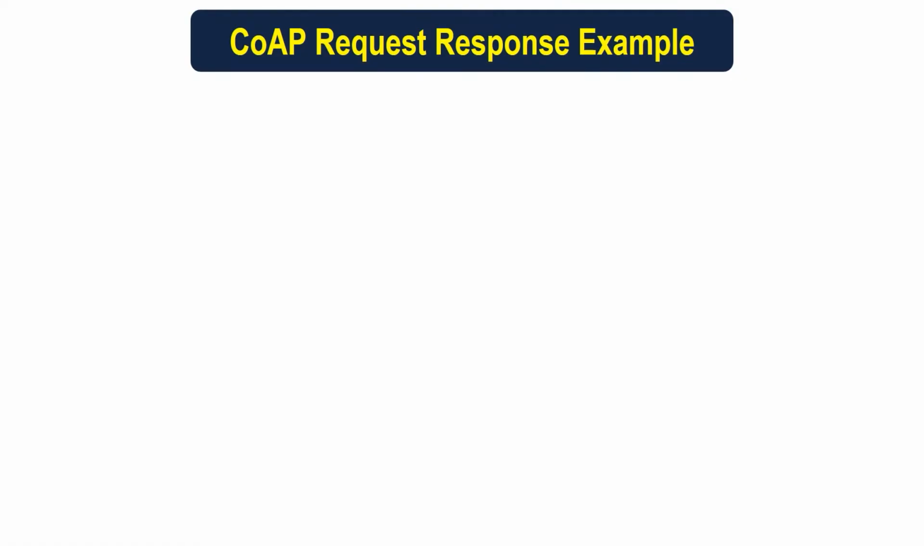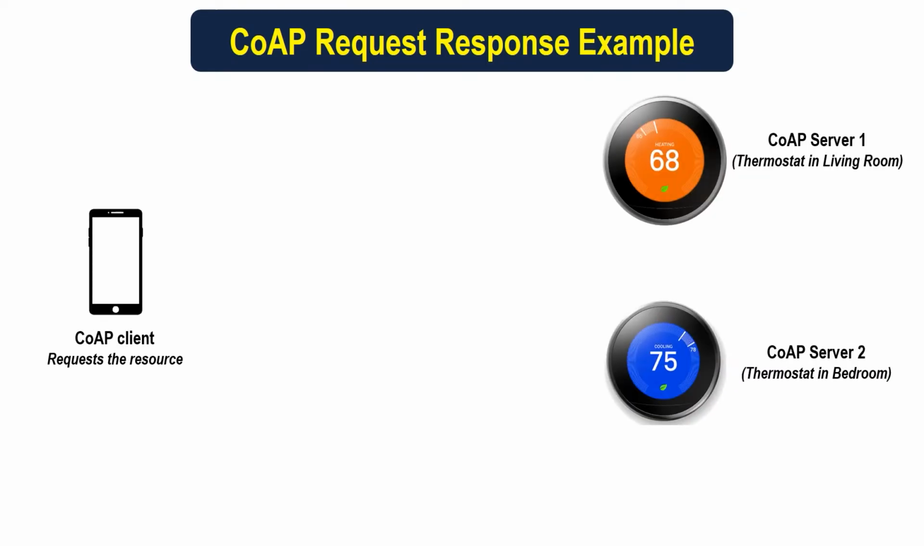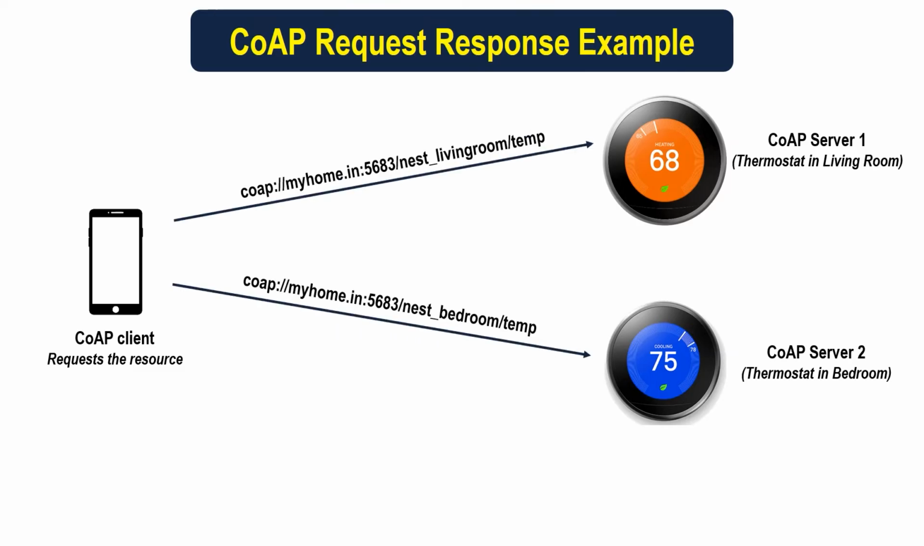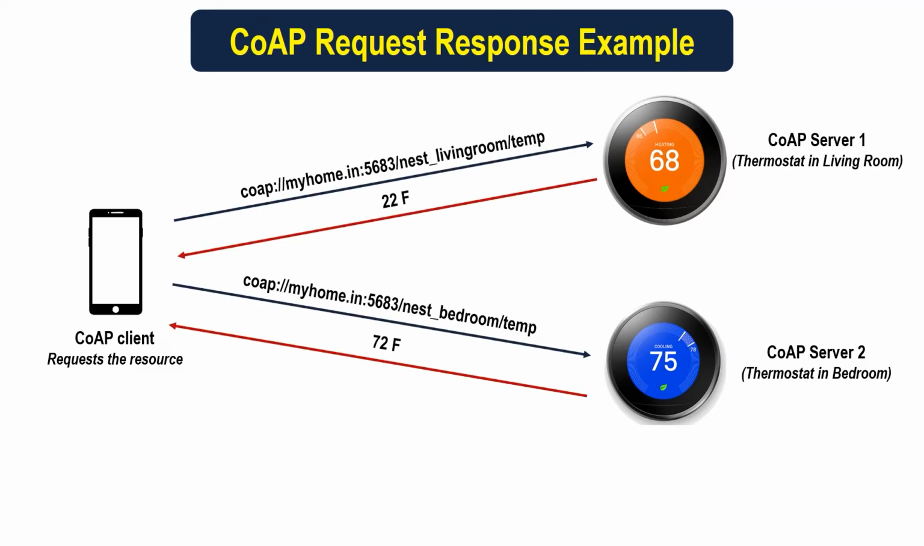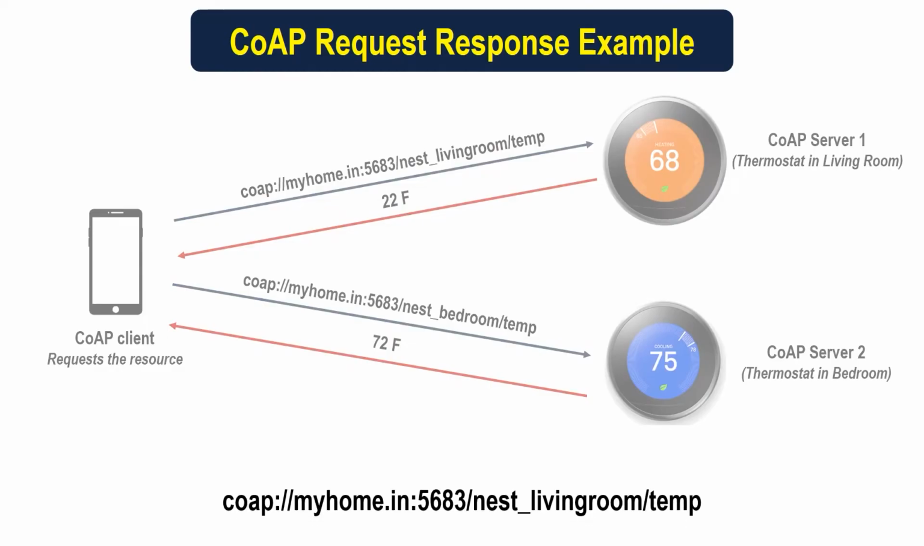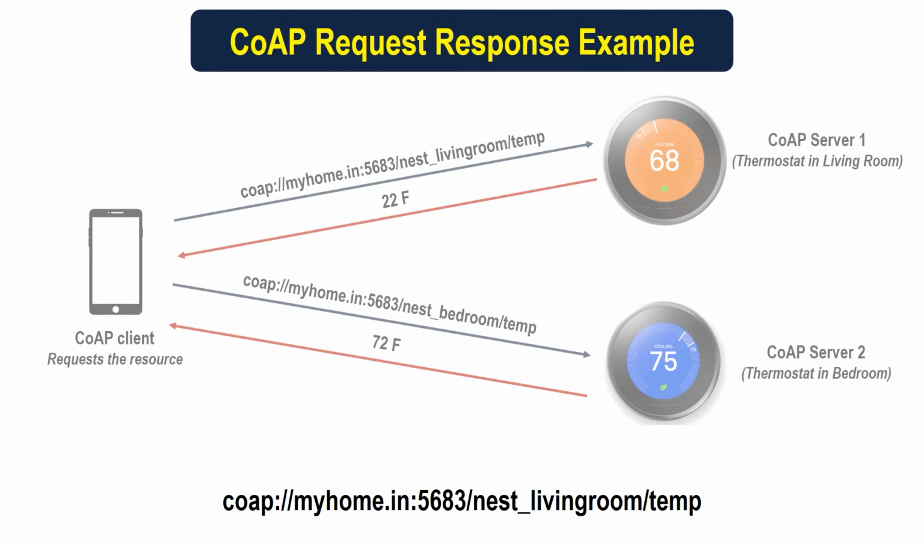Now this figure shows a typical CoAP request response example where the CoAP client requests the resource from a CoAP server like a thermostat, and the CoAP server responds with the thermostat reading. If we observe closely, the URI given in the figure, the prefix shows the name of the protocol, that is CoAP, the domain, that is my home, and the port number, that is 5683. The suffix of the URI depicts the name of the device, that is thermostat, and the parameter which the IoT device controls, which is temperature in the given URI.